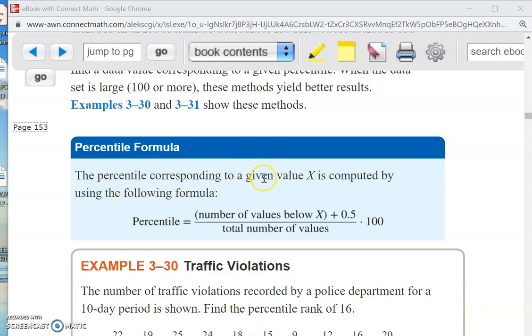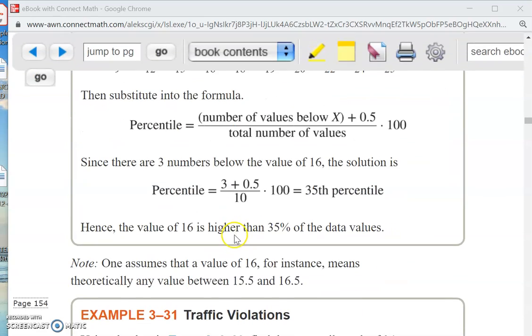The most important word here is the word given. So given a value of x, that's your data point. That's little Johnny's score. So given a data point of x, what is the corresponding percentile? Here's the formula for it. Here's an example of how to do it. Okay?